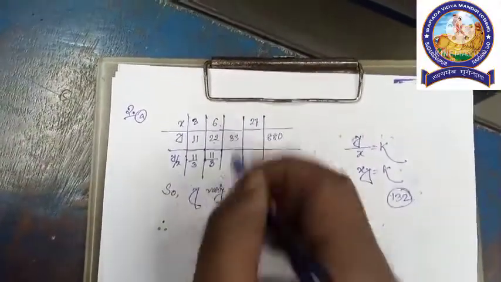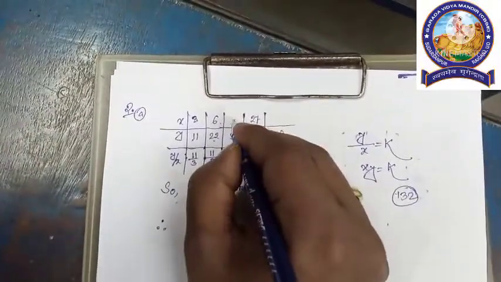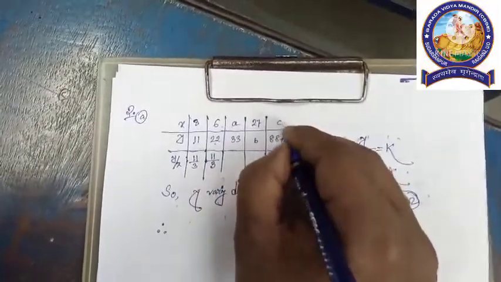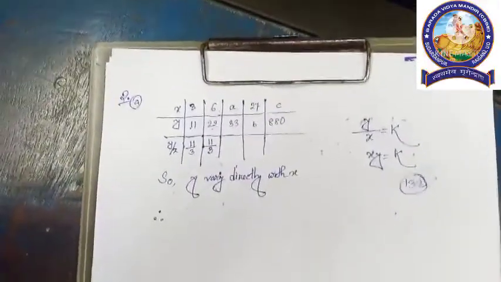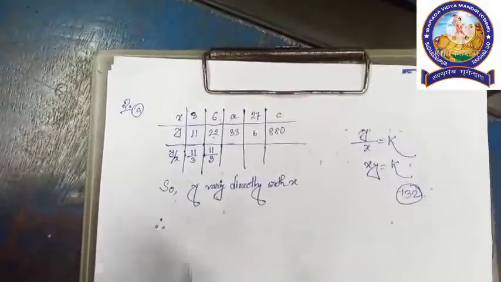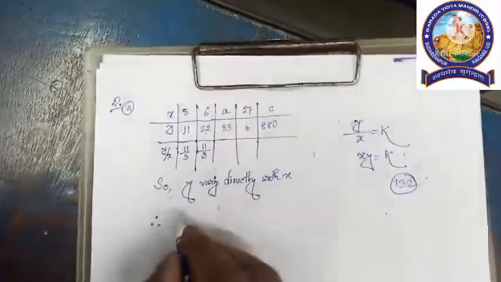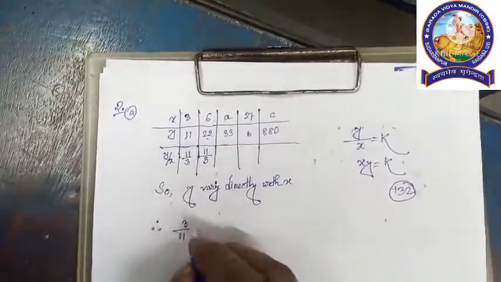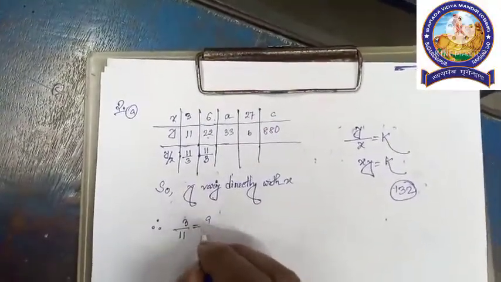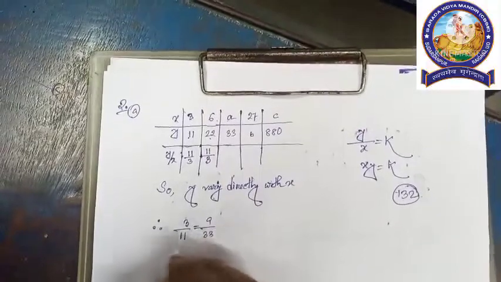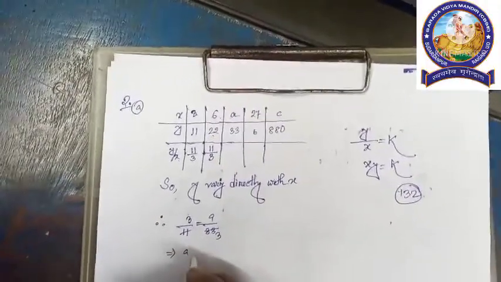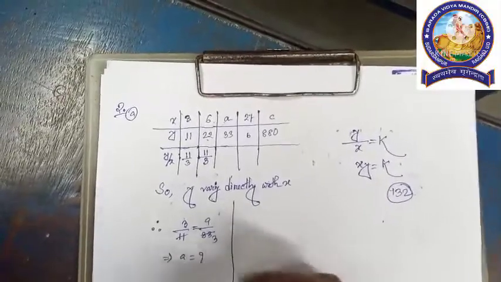So if we compare, it is better to give the variables here some names, a, b, c. So we need to find the values of a, b and c. So the ratios are equal, so 3 by 11, and this ratio is a by 33. So 11 into a equals 33 into 3, which implies a equals 9.